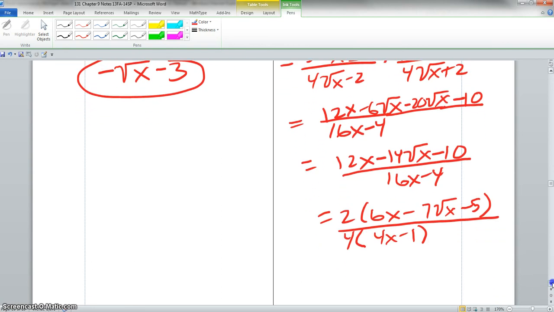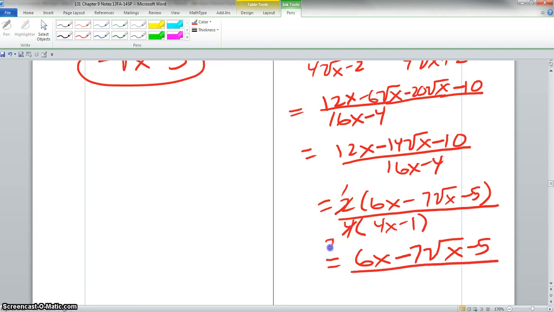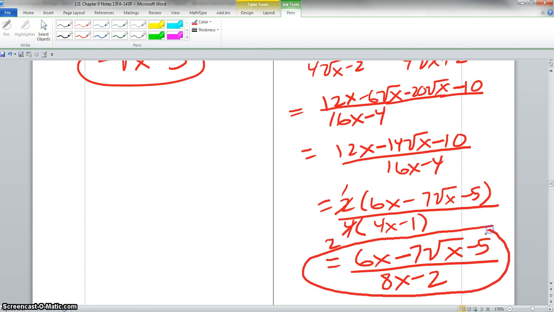Now we can simplify this. 2 and 4 both have 2 in common. So our numerator would be 6x minus 7 square root x minus 5. Now our denominator, 2 goes into 2 once, 2 goes into 4 twice. So we could take 2 times 4x minus 1, and that would give us 8x minus 2. And this here is the final answer.